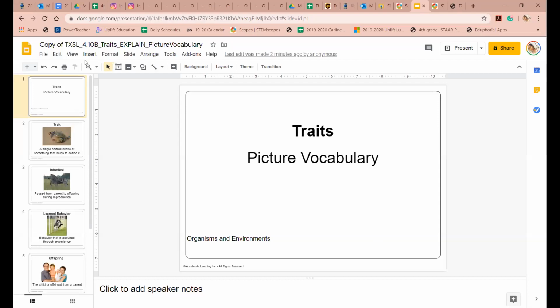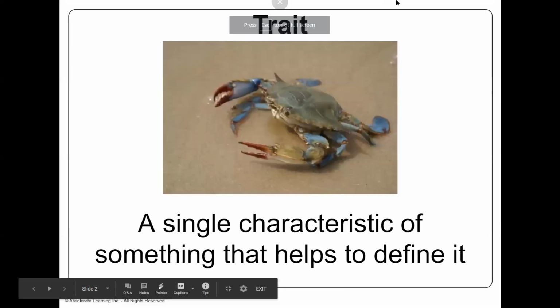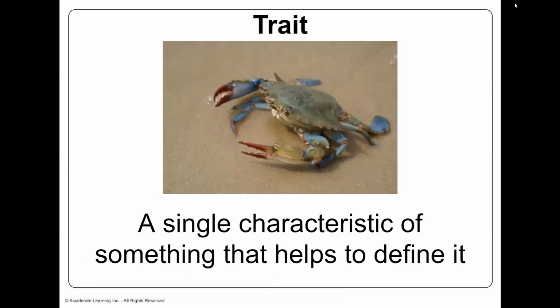All right, so I'm going to go ahead and start off with the vocabulary. Make sure y'all, as usual, understand what we're even talking about. All right, so our first word is the word trait. A trait is a single characteristic of something that helps to define it, okay? So some traits of this little crab right here are its crab legs, the shape of its body, its little pinchers, okay? Those are all characteristics that define the fact that it is a crab.